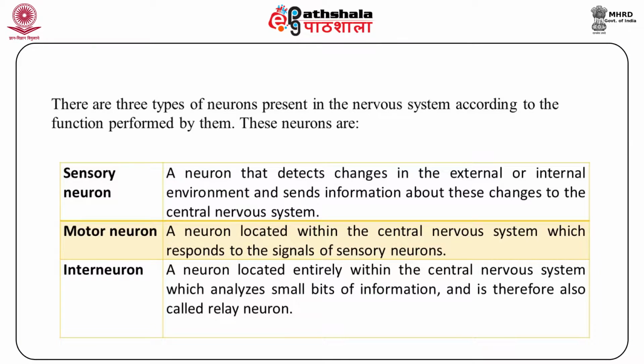There are three types of neurons present in the nervous system according to the function performed by them. These neurons are sensory neurons. These are those neurons that detect changes in the external or internal environment and send information about these changes to the central nervous system. A motor neuron is located within the central nervous system, which responds to the signals of sensory neurons. An interneuron is a neuron located entirely within the central nervous system, which analyzes small bits of information and is therefore also called a relay neuron.